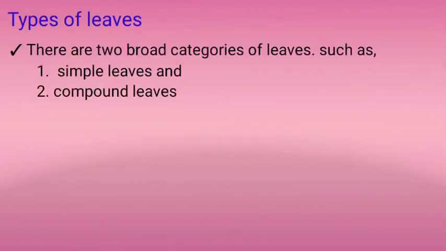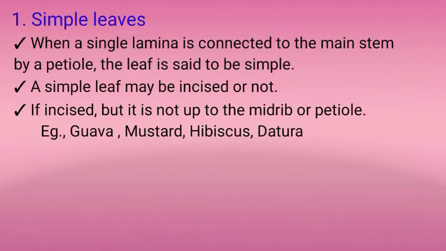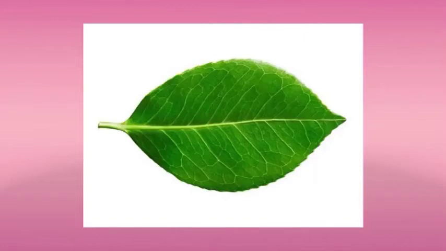Types of leaves. There are two broad categories of leaves: simple leaves and compound leaves. Simple leaves. When a single lamina is connected to the main stem by a petiole, the leaf is said to be simple. A simple leaf may be incised or not, and if incisions are there, they are not up to the midrib or petiole. Examples: guava, mustard, hibiscus, datura, etc. Let's see the diagrammatic representation of a simple leaf, which is very simple. It contains incisions but not up to the midrib.